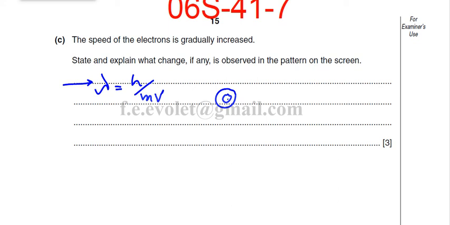So we can write here: greater speed, smaller wavelength, less diffraction. Due to that, we get smaller radii rings.